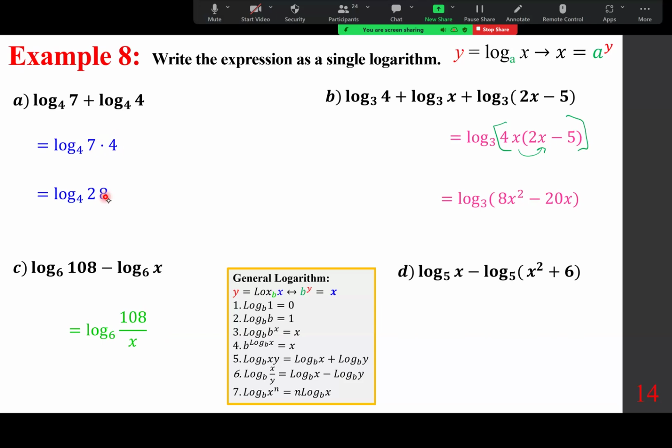Log base 5 of x minus log base 5 of x squared plus 6. And again, we are using number 6, the quotient rule, and we're going to go from right to left. And we're going to write log base 5 of x over x squared plus 6. So this becomes the top, this becomes the bottom, and it can't be simplified. Since it can't be simplified, that's the final answer, everybody.